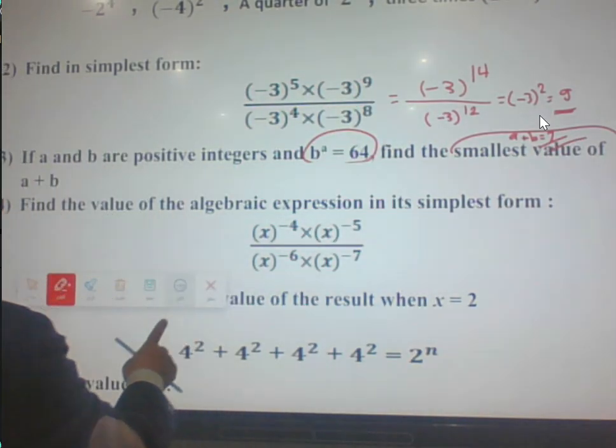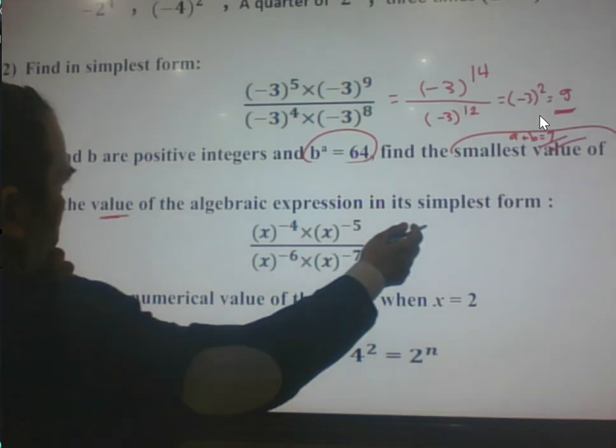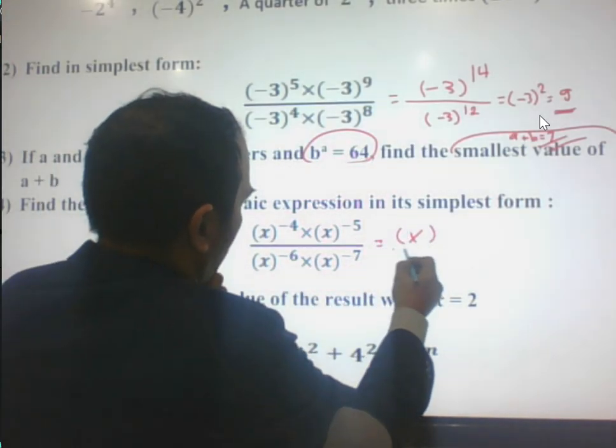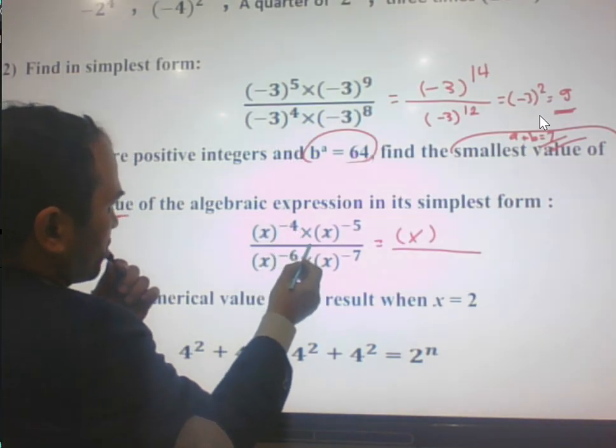Next question, down. Find the value of the algebraic expression in the simplest form. First, we have negative x, and x power negative 4 times x power negative 5.